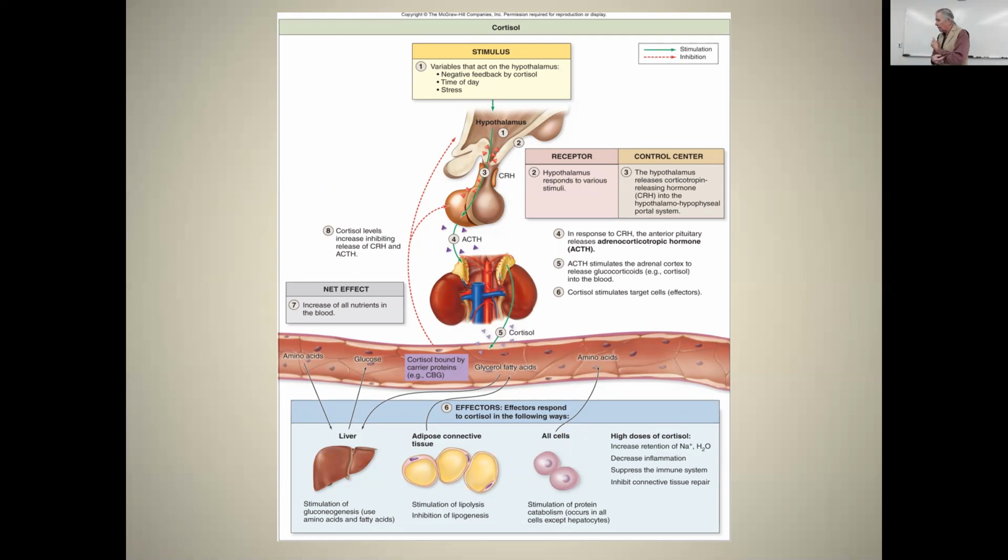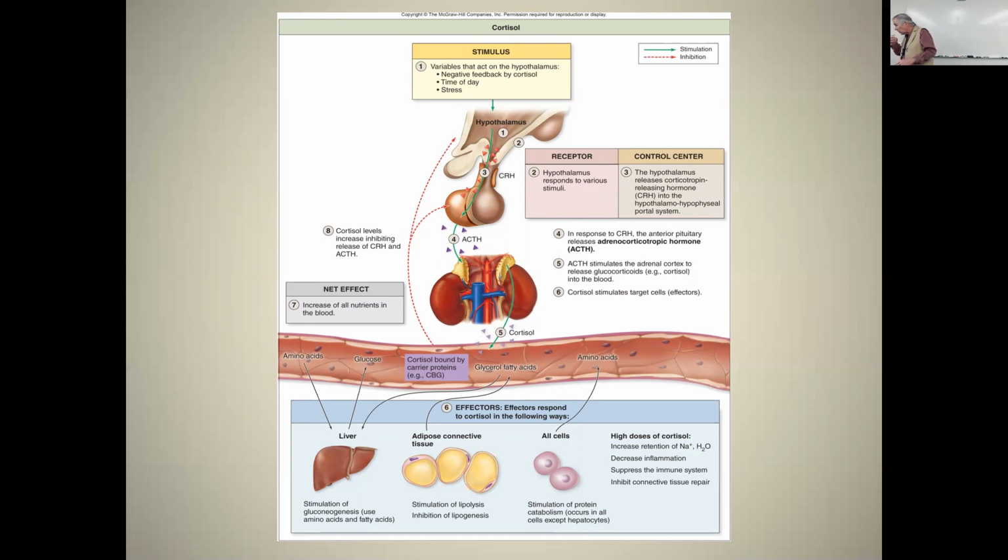Stimulation of lipolysis, inhibition of lipogenesis. So breaking down fat to help fuel this response to stress. Stimulation of protein catabolism, occurs in all cells except hepatocytes. So breaking down some proteins, perhaps for gluconeogenesis.